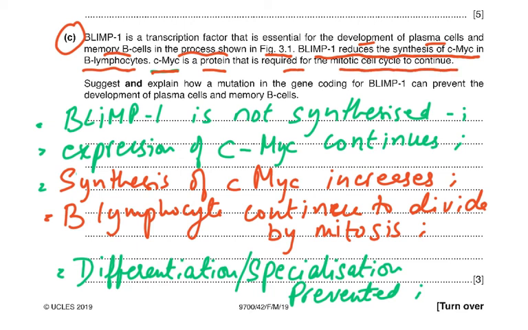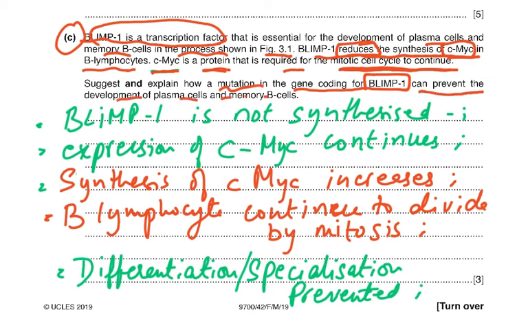So BLIMP1 is the transcription factor, and it is essential for what? The development of the plasma cells and the memory cells, and BLIMP1 reduces the synthesis of C-MyC. And C-MyC is a protein that is required for the mitotic cell cycle to continue. So suggest and explain how a mutation in the gene coding for BLIMP1 can prevent the development of plasma and memory B cells. So first read the question, understand the question.